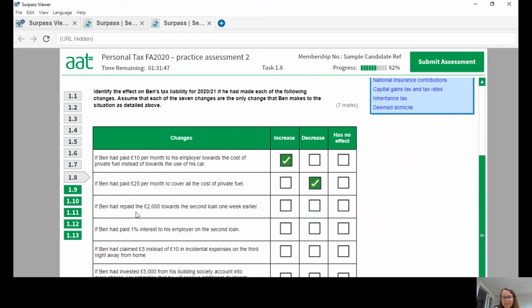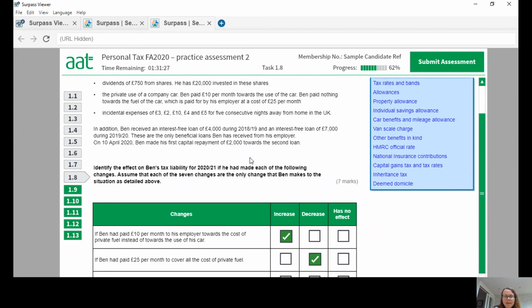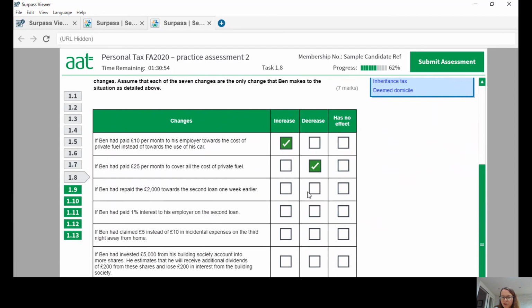Third one, if Ben had repaid the £2,000 towards the second loan 1 week earlier. Right, so these are asking about 2021. As it stands, you had £11,000 of loan. If he'd made a £2,000 repayment just before the start of the 2021 tax year, that would have brought the balance down to 9,000. And at 9,000, it's obviously under 10,000 and wouldn't have triggered a benefit in the 2021 tax year. So that would have been a very sensible thing to do, which would have decreased his liability.